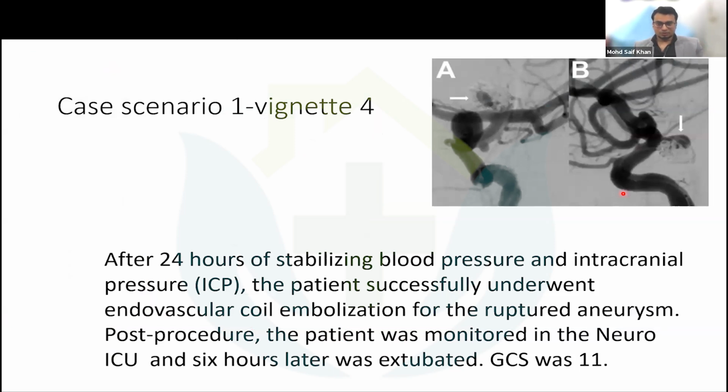Now, vignette 4. After 24 hours of stabilizing PP and ICP, the patient successfully underwent endovascular coil embolization for the ruptured aneurysm. Post-procedure, the patient was monitored in the neuro ICU, and 6 hours later, the patient was extubated. GCS was 11. So this is good. This is now back to 11.